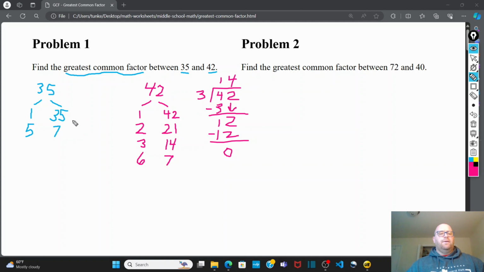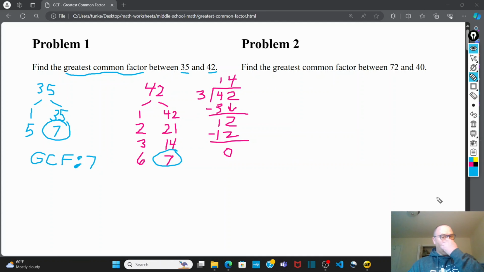Now, at this point, we can look. The greatest factor here is 35. Can we multiply something by 35 to get 42? Absolutely not. But can we multiply something by 7 to get 42? Yes, because these both share 7 as their greatest factor. Then the greatest common factor, which you'll see abbreviated as GCF, is going to be 7.